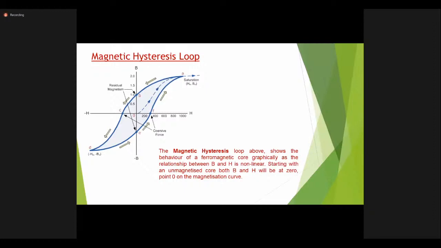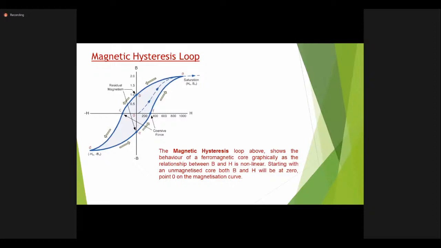From D, again you increase the magnetic field in the opposite direction, it comes to the point E. The point E is similar to the point B. Field is zero, but magnetization is not zero. Residual magnetism or remnant magnetization is present. Again, further increase the field, it will come to the point F. F is the point where field is present, but magnetism is zero. Further you increase it, again it comes back to the original saturation point A.